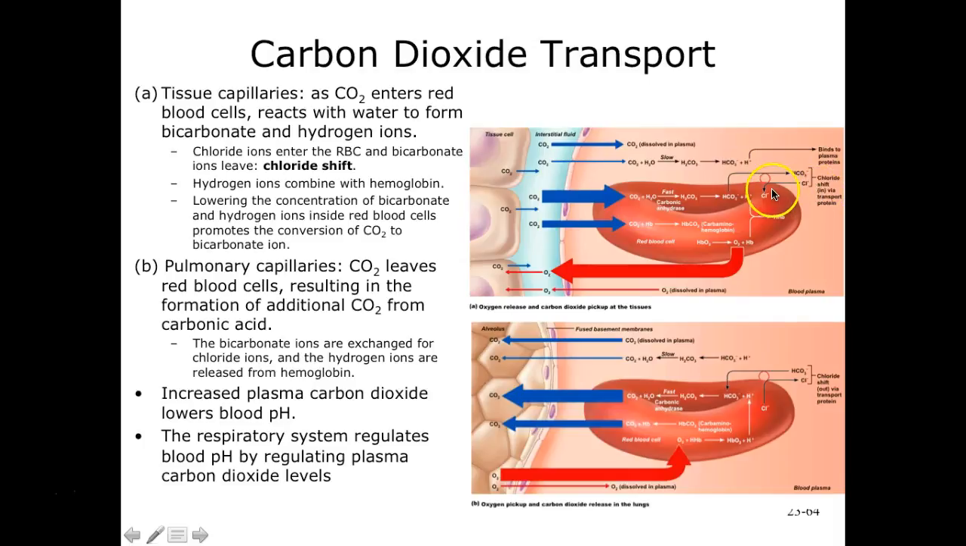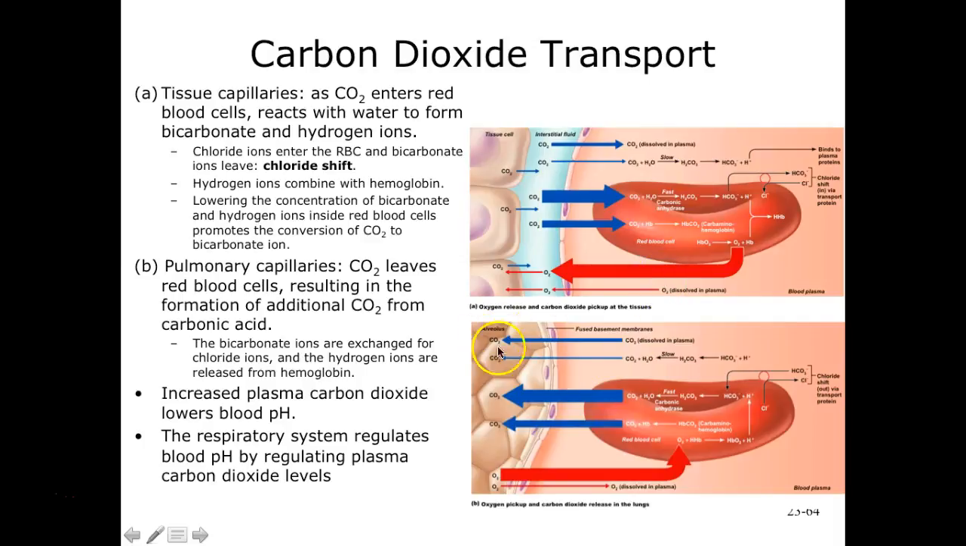So that's the shift that's taking place there in order to get these bicarbonate ions out. What our hydrogen ions are going to do is combine with hemoglobin, and we are lowering the concentration of our bicarbonate ion and our hydrogen ion inside our red blood cell, and that is promoting our conversion of carbon dioxide to our bicarbonate ion. Because as we have less products here, we're going to take those reactants and continue this process.